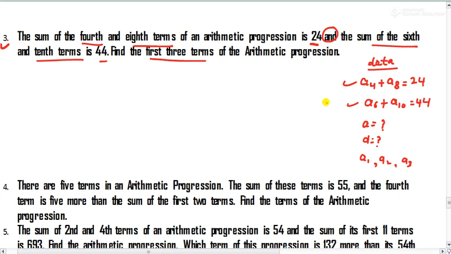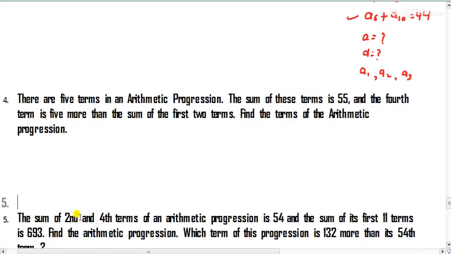Shall we go to the next question, or shall I give you some time? Okay, good. So it's easy, no? You can do it, correct? The data is enough. The rest is the same as the previous question's method.